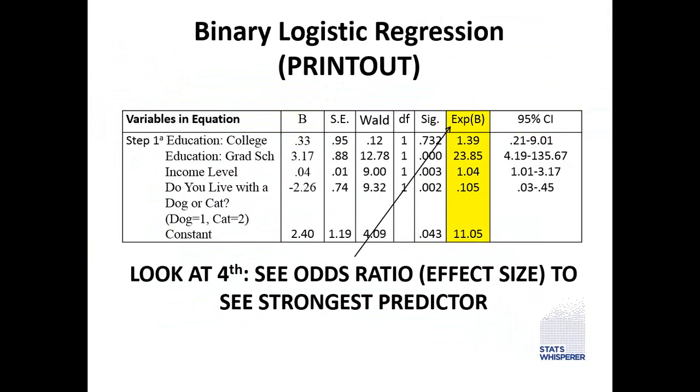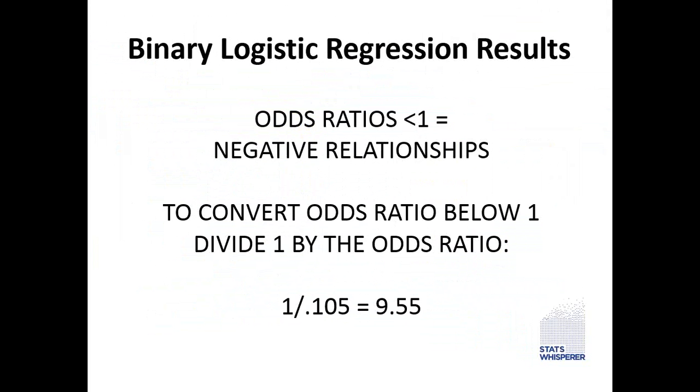Now, let's convert that odds ratio so we can interpret what our independent variables test. So, you divide 1 by the odds ratio, just kind of reversing it out. If you divide 1 by 0.105, which is our odds ratio, you get 9.55. And so this makes it a little more interpretable.